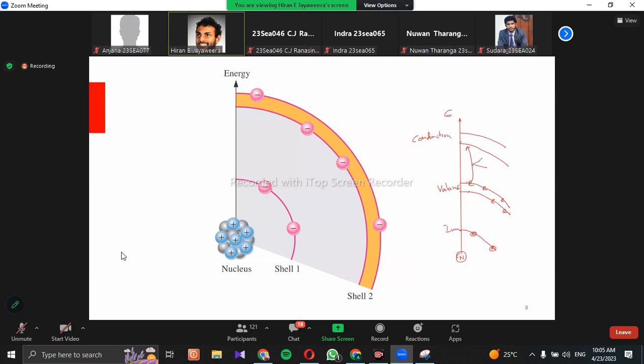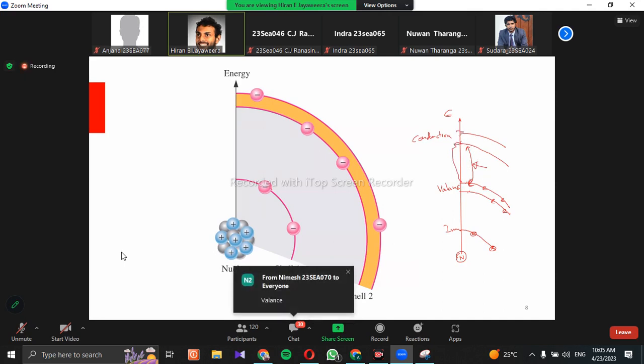What is this energy called? Any idea? This is called valence energy. For an electron in the valence shell to move from the valence band to the conduction band, this energy difference is called valence. If we supply that much energy, we can move them to the conduction band.